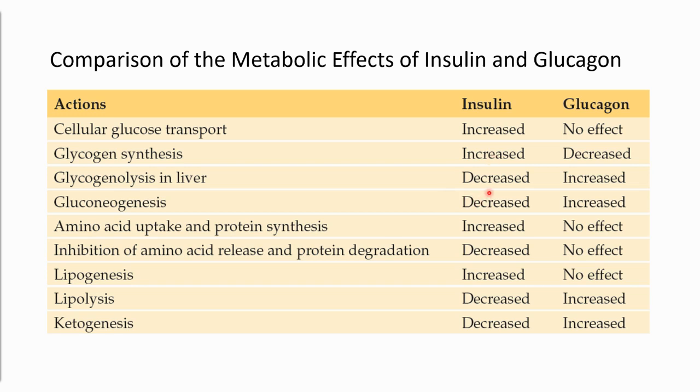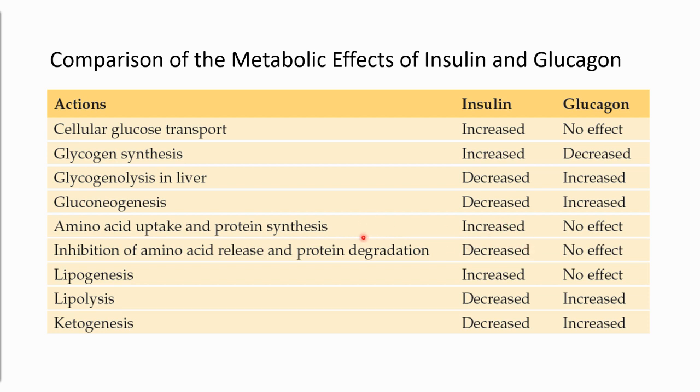Okay? Then glycogenolysis in liver, kabaligtaran naman. So it's decrease and then increase si glucagon. Okay? Kasi nga, kailangan mo ng sugar. Okay? Production niya ng sugar. Then gluconeogenesis, decrease pa rin siya, then increase. Okay? Then for proteins, guys, wala pong epekto, and lipogenesis, wala pong epekto siya kay glucagon. Okay? Kasi po, ito po, it's more on the production of carbohydrates.